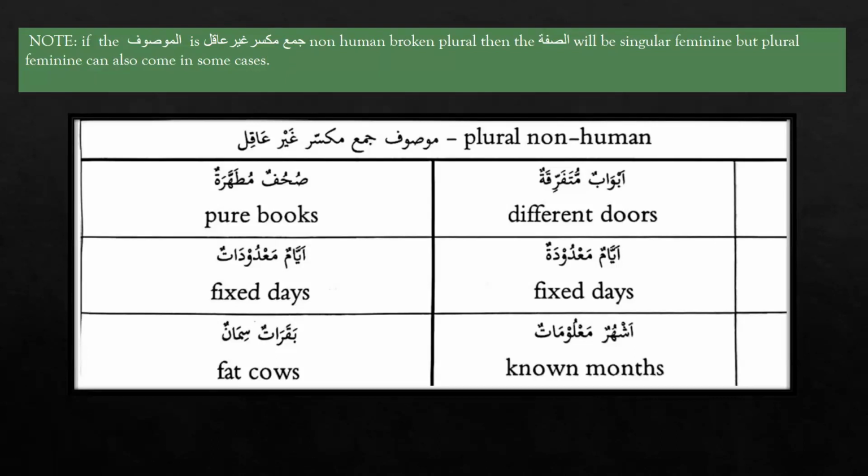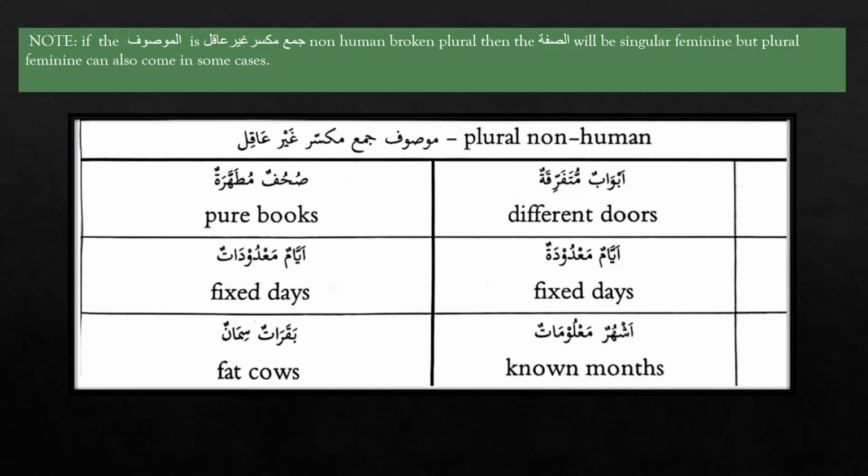So Jama Mukassar Ghair Akil is a non-human broken plural. And whenever we have a Jama Mukassar that is non-human, or Ghair Akil, we are going to use a singular feminine sifa, because we know that the sifa should follow it in all four properties. So that is why the sifa that we are going to use for Jama Mukassar Ghair Akil will be singular feminine.